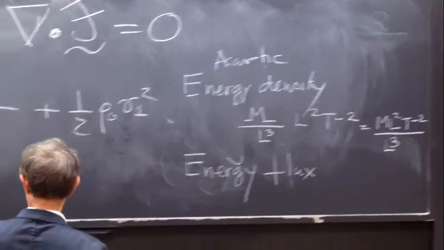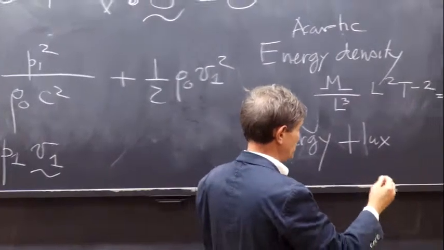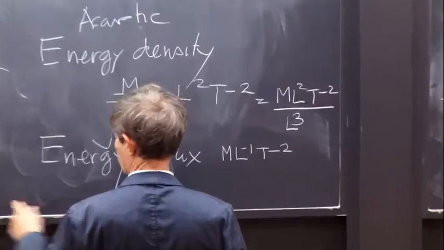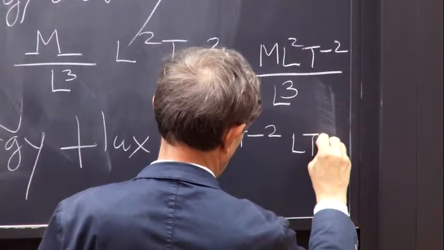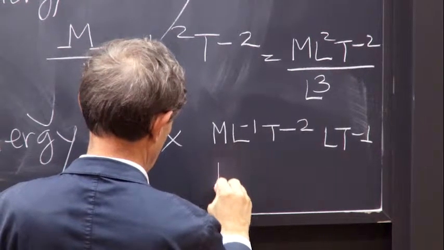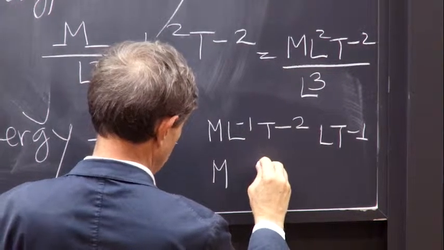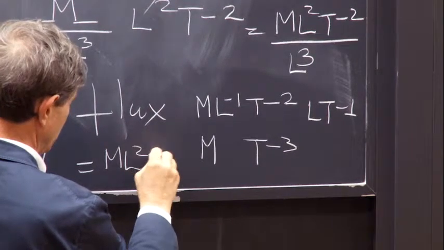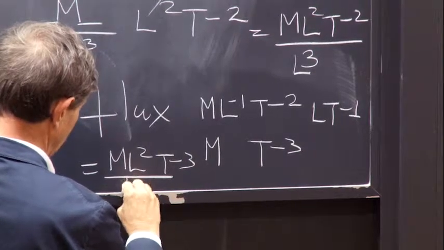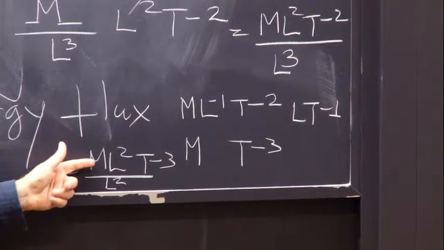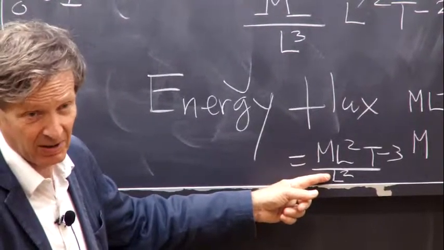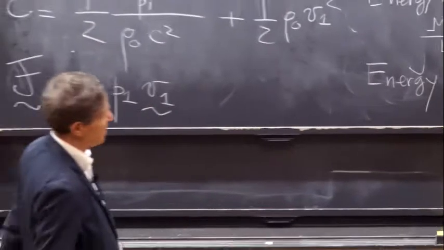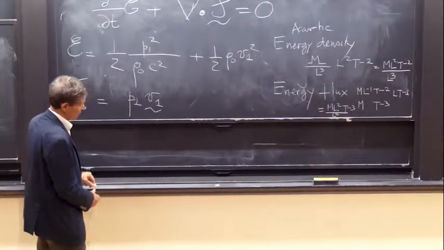And the energy flux, you look at that. This is pressure, M L⁻¹ T⁻², multiplied by velocity, L T⁻¹. And so this gives M T⁻³. So this is like M L² T⁻³ divided by L². So it's like power divided by surface. So it's a flux. It's an energy flux. It's the power that goes through a surface.